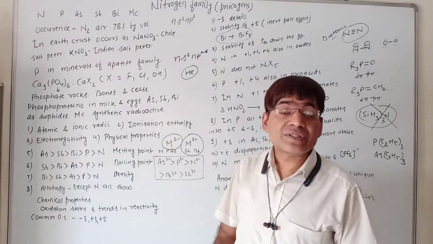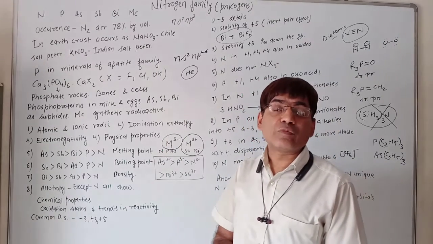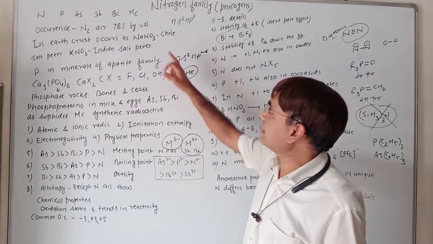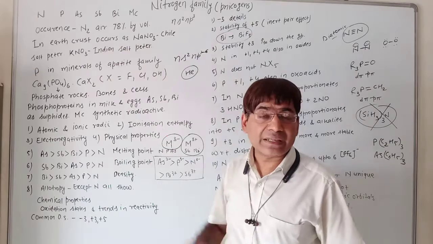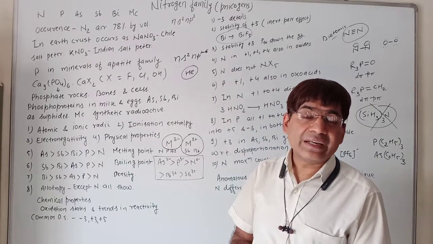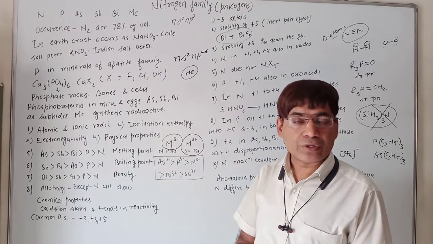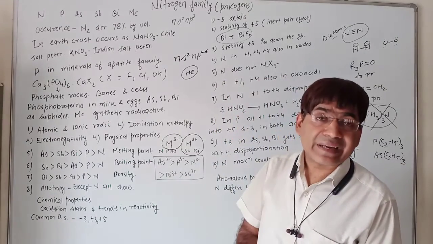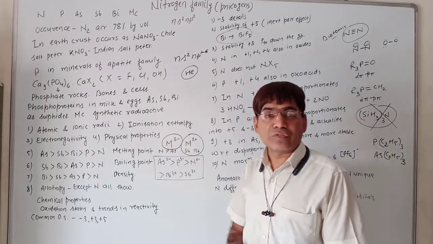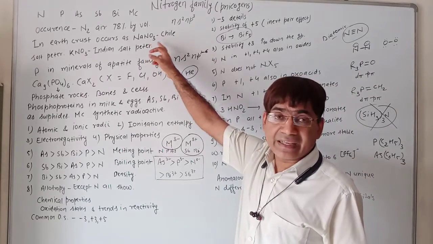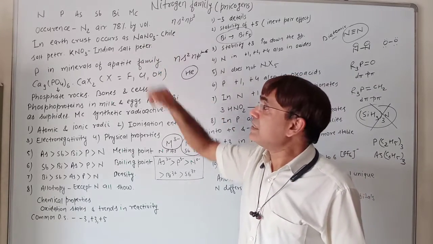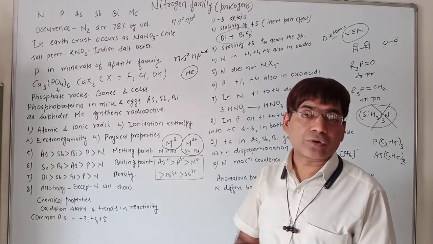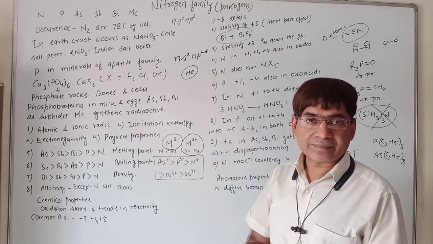In the earth's crust, nitrogen is present in the form of nitrate. One is sodium nitrate, which is called Chile saltpeter, and the other is KNO3, which is known as Indian saltpeter, or it is also called Bengal saltpeter. So in the earth's crust nitrogen is found in the form of nitrate. One is NaNO3, which is called Chile saltpeter, and the other is KNO3, which is known as Indian saltpeter or Bengal saltpeter.